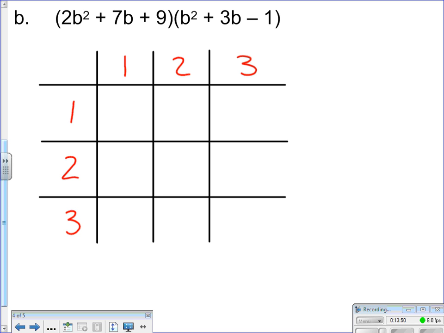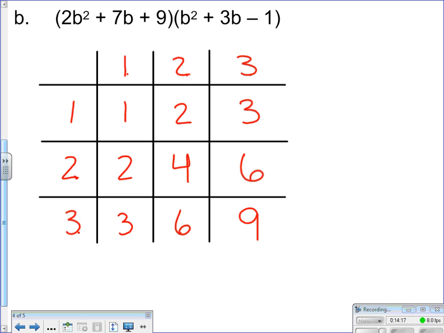1 times 1 makes 1. 1 times 2 makes 2. 1 times 3 makes 3. Then the next row, 2 times 1 makes 2. 2 times 2 makes 4. 2 times 3 makes 6. Then you do the next row. 3 times the 1 at the top makes 3. 3 times the 2 makes 6. And 3 times 3 makes 9. This is a multiplication table. Well, that's exactly what we're going to do with the polynomials.